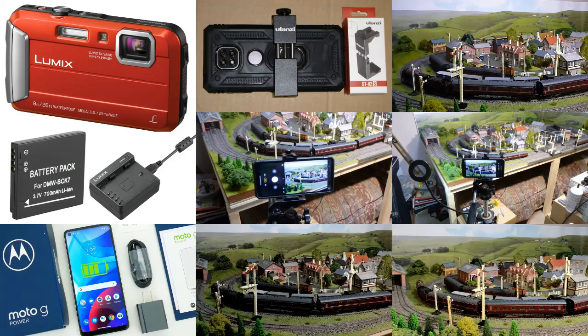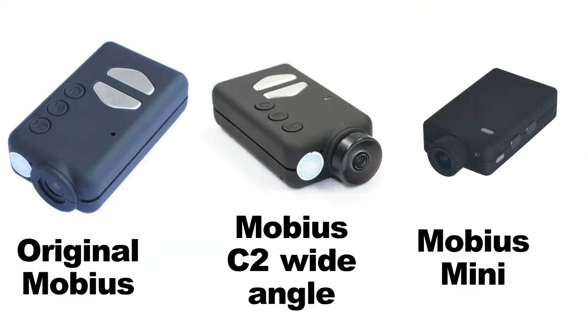This part does show the layout quite a bit, but it's not really about the layout as such, but rather about my attempts to shoot better video of trains on the layout using different camera options. I do have quite a few different cameras. I have several Mobius cameras, an original Mobius with the original standard lens, a Mobius with the extra wide-angle lens, and a Mobius Mini, which in terms of focal length is somewhere between the other two.